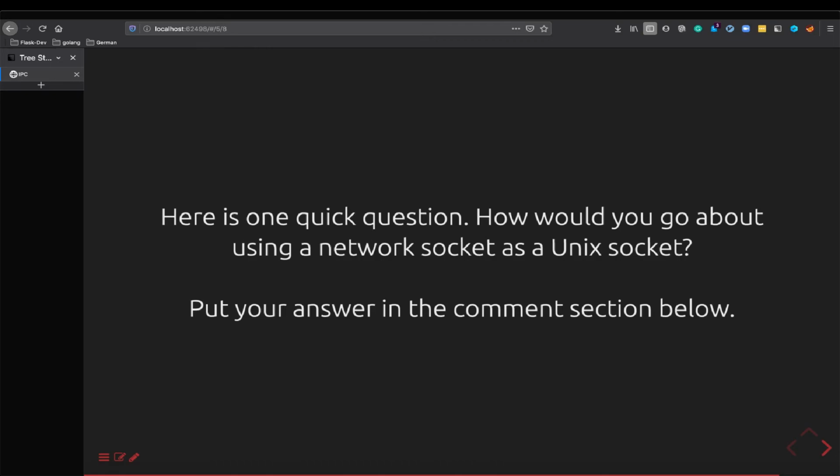Now here is the second question for you guys. Let's say you have a network socket which is present. How do you go about using it as a Unix socket? A Unix socket is on the same system between two processes, and a network socket is between two systems and again different processes. So how would you convert a network socket to be used as a Unix socket? You can again put your answers in the comment section and we can go through them.